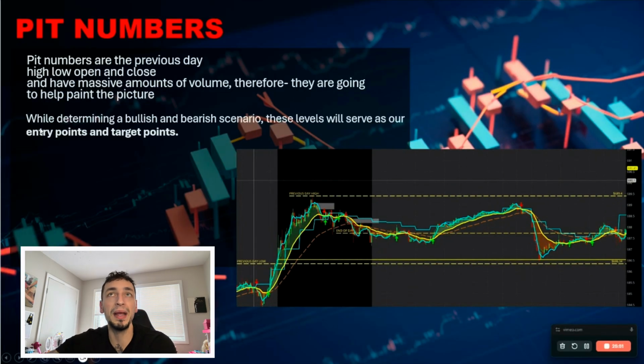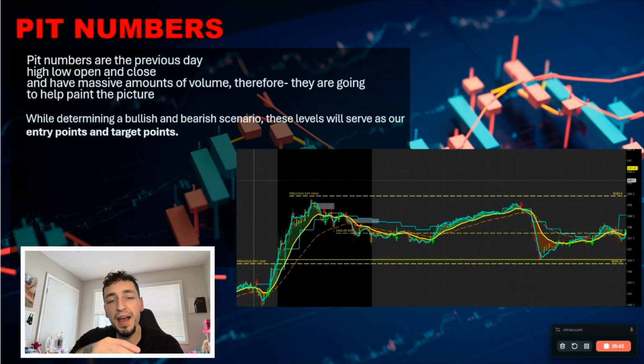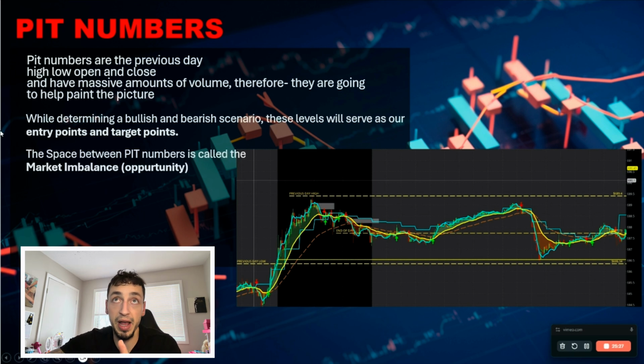All right. So once again, PIT numbers, they help us determine the bullish and bearish scenario. These levels will serve as our entries and our targets. Okay. They have vast amounts of volume, vast amounts of liquidity. So if we're opening in between one, price is going to make its way up to one. Whoever's more dominant, whoever's more aggressive, we're going to trade with. Okay. And I'm going to show you how to do that.